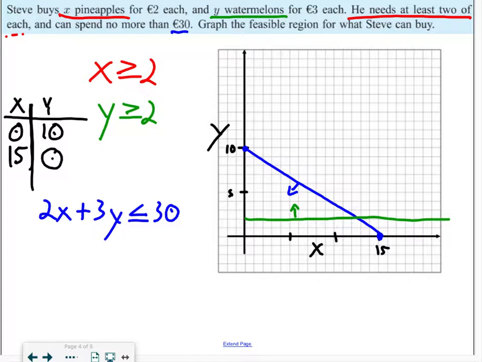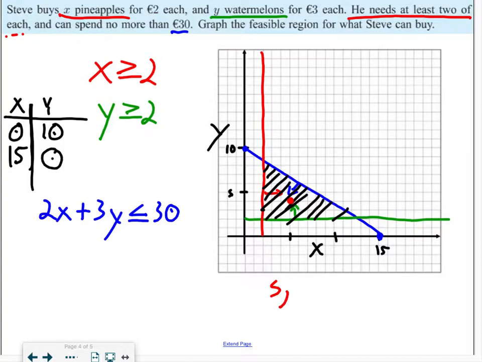Now again, same logic applies to pineapple. Graph it here at x is 2, and since x has to be greater than or equal to 2, I shade in that area. So the feasible region they're all pointing to is here. So this involves all the different values at which I could buy a pineapple.